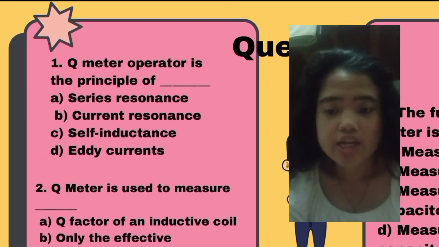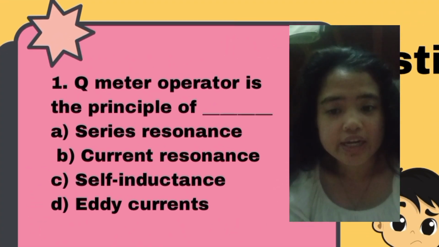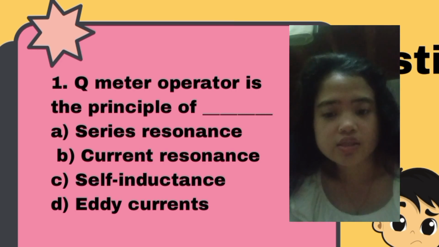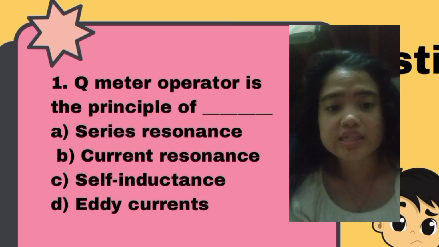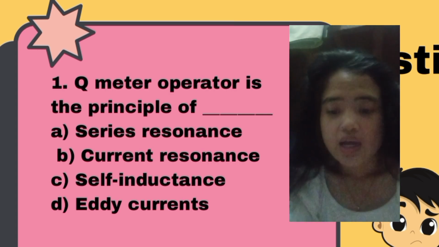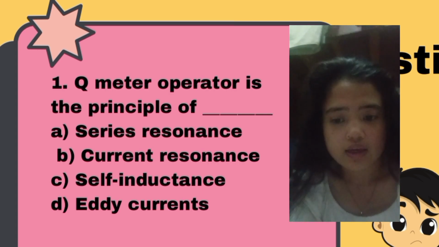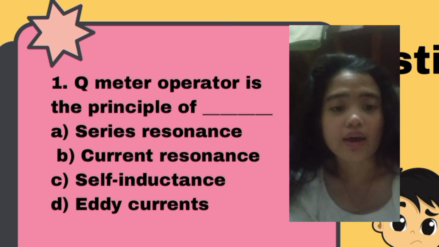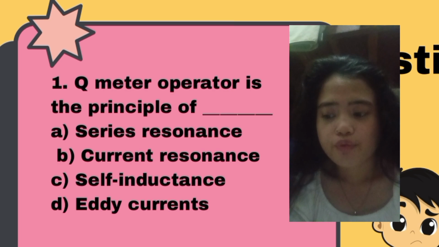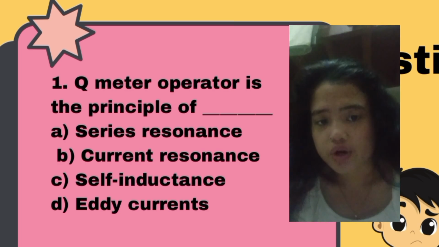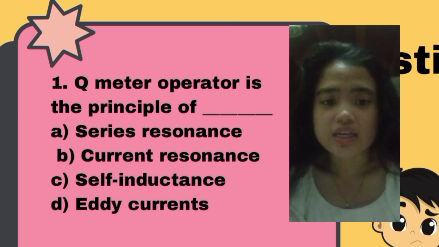Number 1 question. Q meter operates on the principle of: A, series resonance; B, current resonance; C, self-inductance; D, eddy currents. The answer is A. We all know that Q is equal to omega L over R, which from the above relation we can say that it works on series resonance.